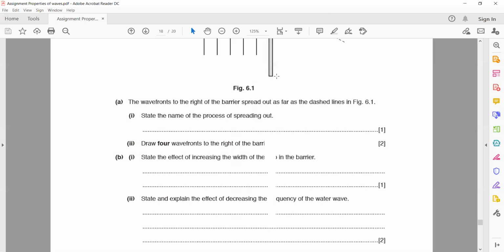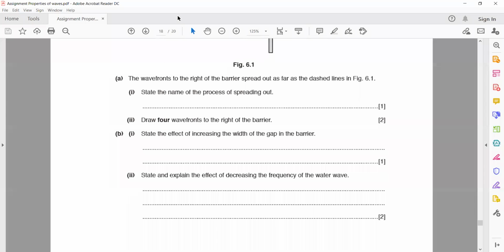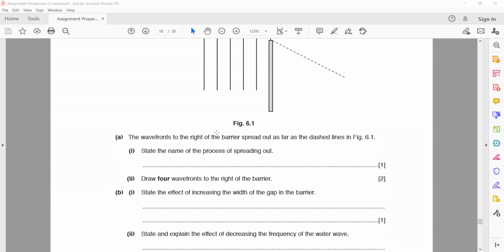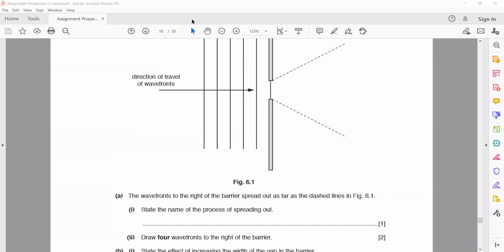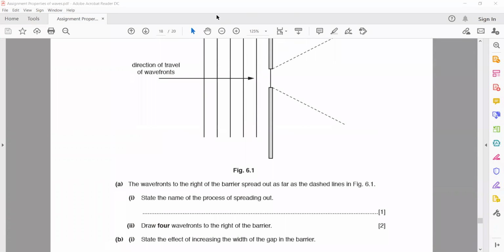State and explain the effect of increasing the frequency. The relation between frequency and wavelength is inverse proportionality, if speed is constant. In diffraction the speed remains the same throughout, so it does not change. We have the formula V equals F lambda, or V divided by F equals lambda. In diffraction, speed does not change because only the direction changes.